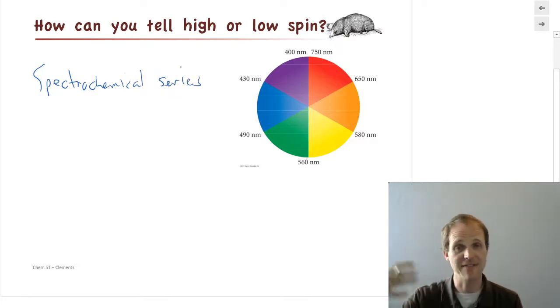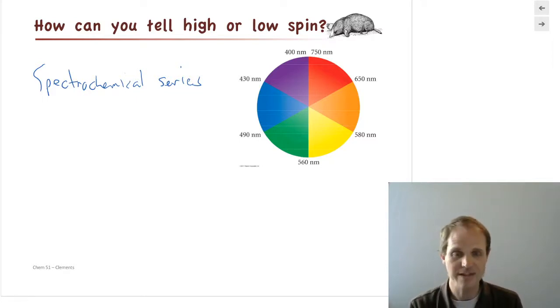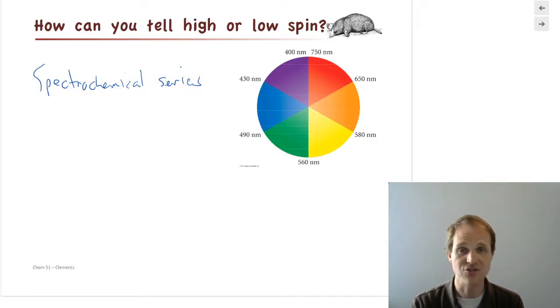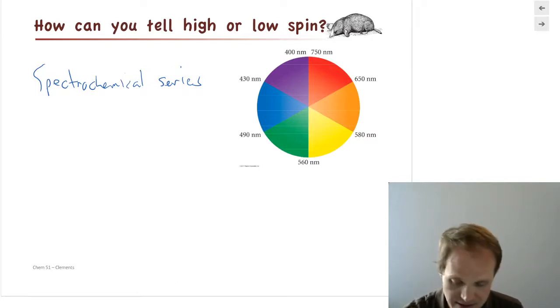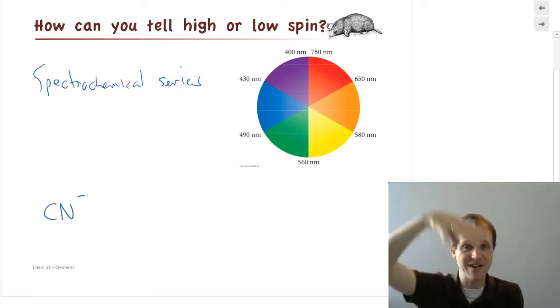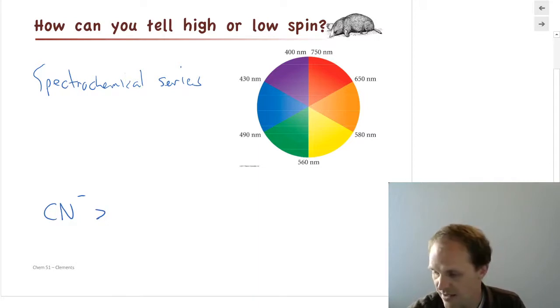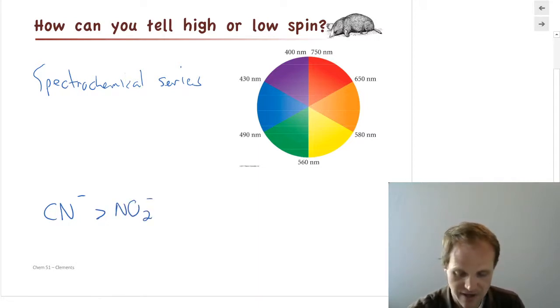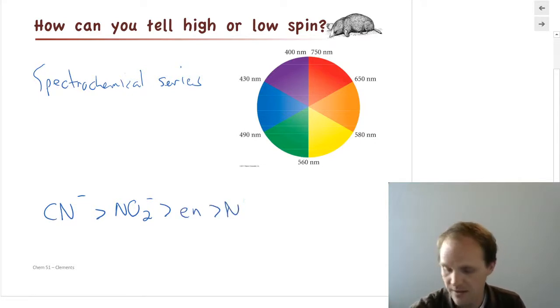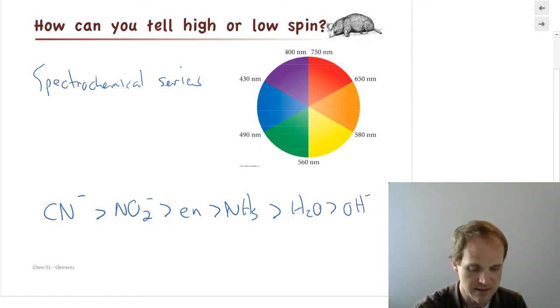Now, I mentioned that in the first slide of this section, where I showed these different solutions, we called it the spectrochemical series. The spectrochemical series is a ranking of the field strength of different common ligands. Cyanide is the strongest one. If you're pairing cyanide with your complex, you're going to get a very large d-orbital splitting, and you have a low spin complex. Cyanide is more powerful than the nitrite ion, which is more powerful than ethylene diamine, than ammonia, than water, than OH minus, than F minus, than chloride, than bromide, than iodide.